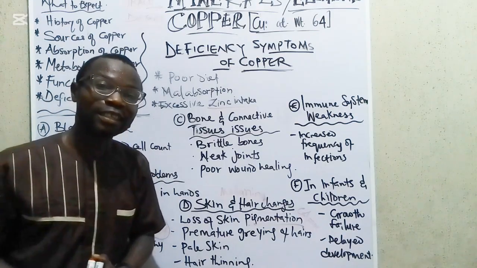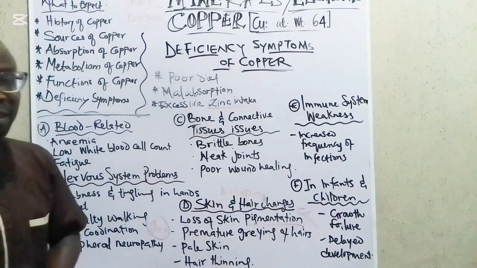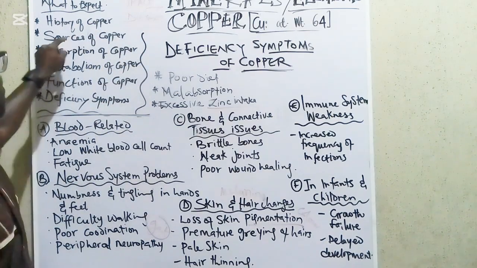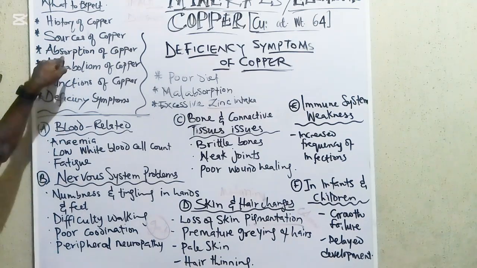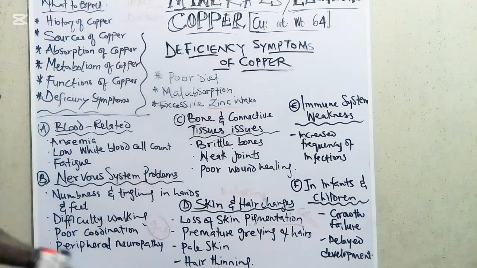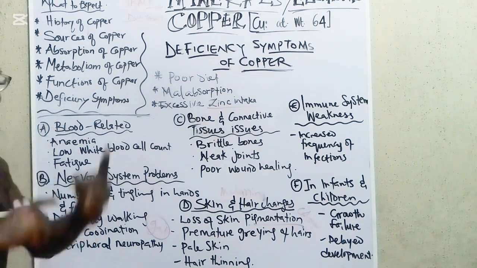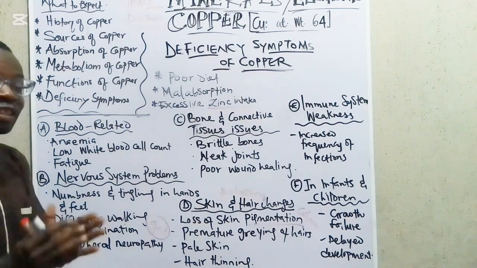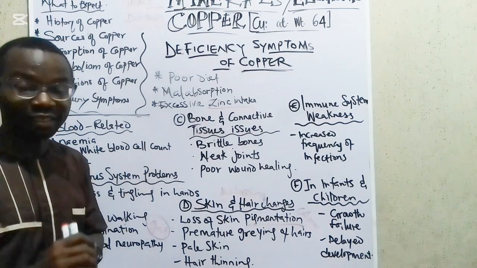Now, to this end, we would like to draw the curtain on copper. But a quick recap. Previously, we looked at the history of copper, the sources of copper, and then the absorption which happens usually in the small intestine, the metabolism or transportation of it, and then the functions which are related to the deficiency symptoms. In other words, where there's a deficiency symptom, it's actually because the function is impaired.